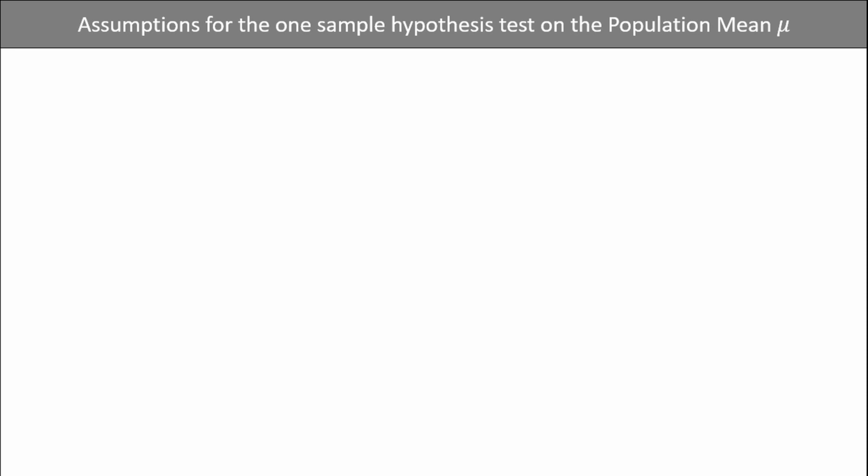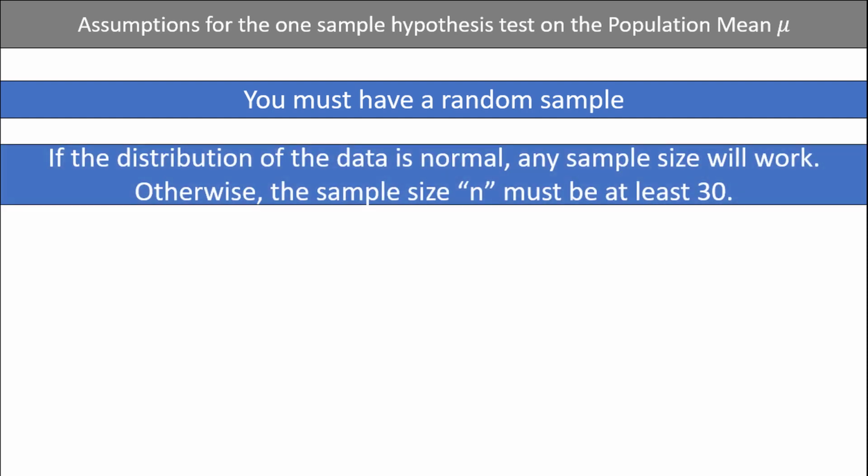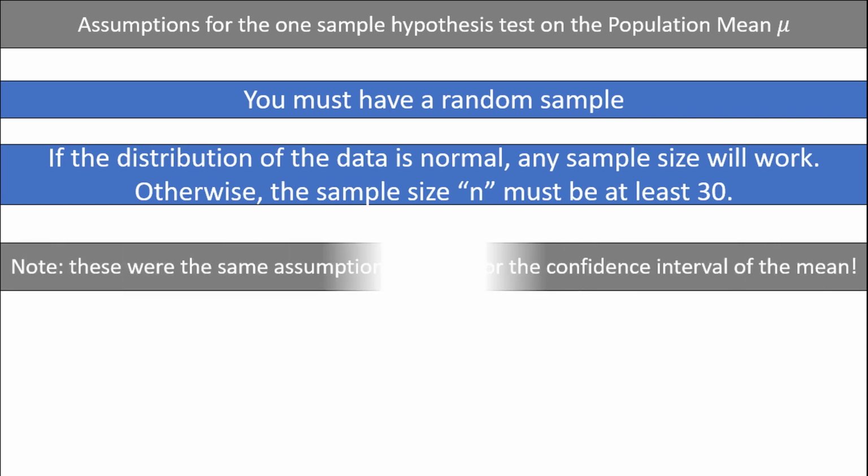There are many assumptions for the one-sample mean hypothesis test. The first one is that you must have a random sample, meaning that every individual in the population must have an equal chance to be chosen. Secondly, if the distribution of the data is normal, any sample size will work. Otherwise, your sample size should be at least 30. This is a central limit theorem requirement, and ensures that the distribution of the sample mean is approximately normal, which will allow us to use the t-distribution. Note that these are the exact same assumptions needed for the confidence interval on the population mean.